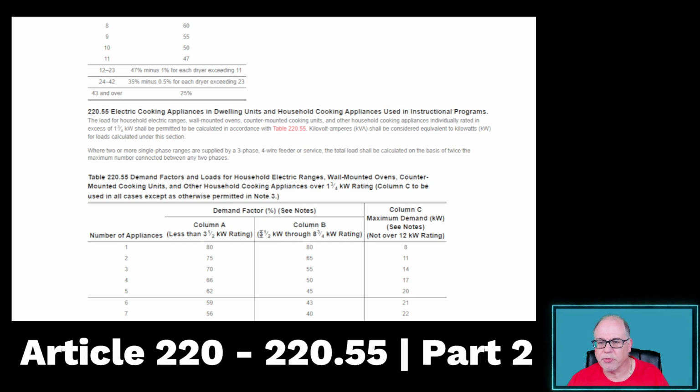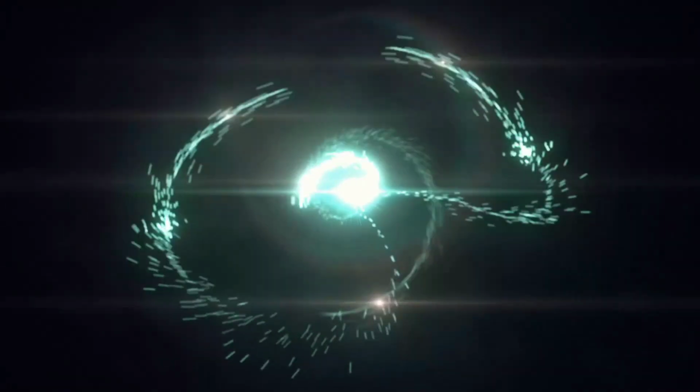Now, under 3.5 through 8 3/4, notice this says demand factor in percentages, and over here it's the demand in kW. So this is the actual demand, but this is a percentage you multiply by. So in here it says 1 right there, and it says use 80%. So we're going to see which is better, column C or the 80%. Okay? All right, back to our presentation.